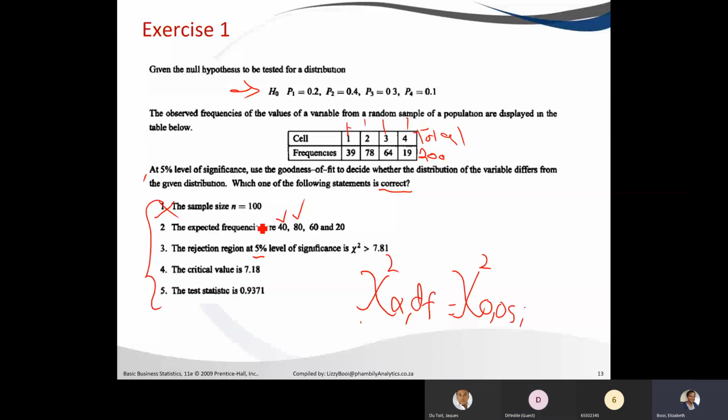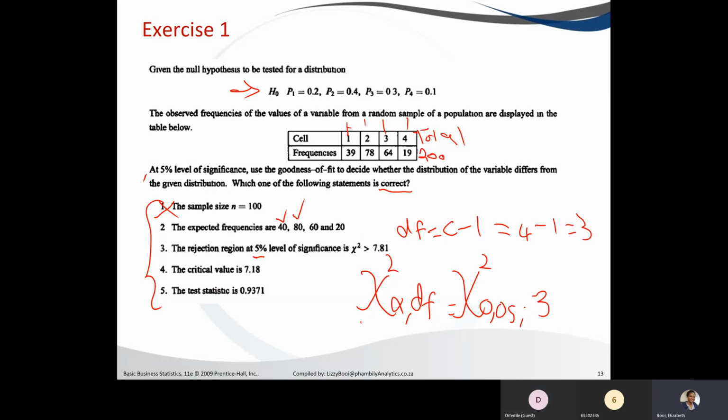And remember, the degrees of freedom is the number of columns minus 1. How many columns do we have? We have 4. So it will be 4 minus 1, which is equal to 3, and the degrees of freedom will be 3. So you go to the chi-square table. You look for 0.05 at the top. From the left, it's 1, 2, 3, 4. It's column number 4 from the left. Then we look for 4.